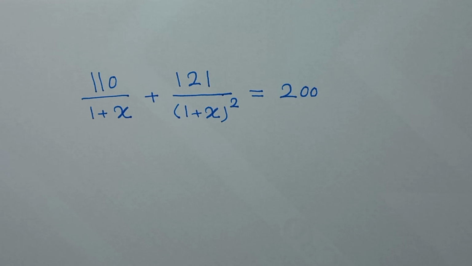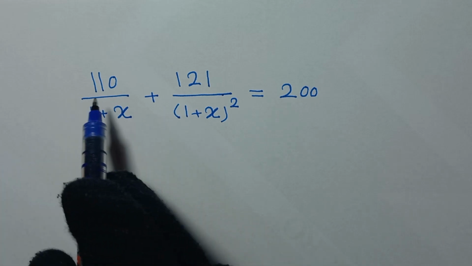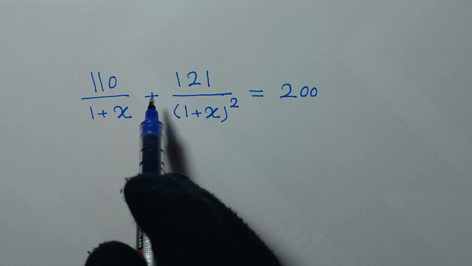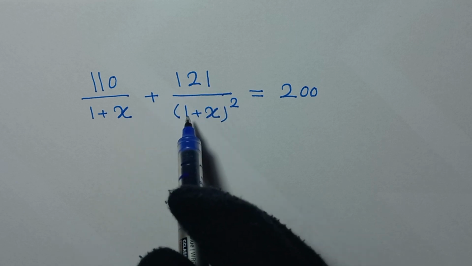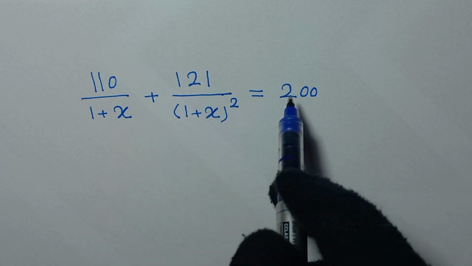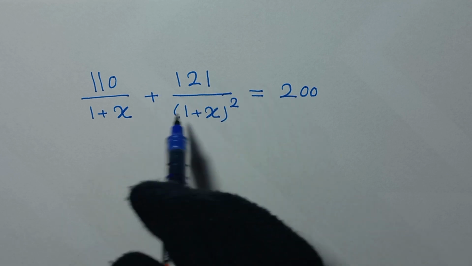Hello my friends, you're welcome to solve this math problem: 110 over 1 plus x plus 121 over (1 plus x) to the power of 2 is equal to 200. Find the value of x.